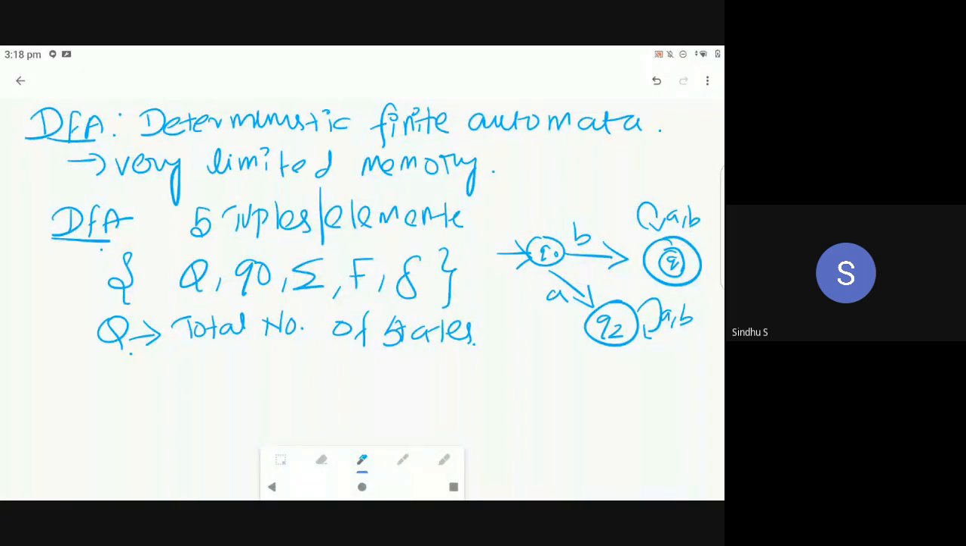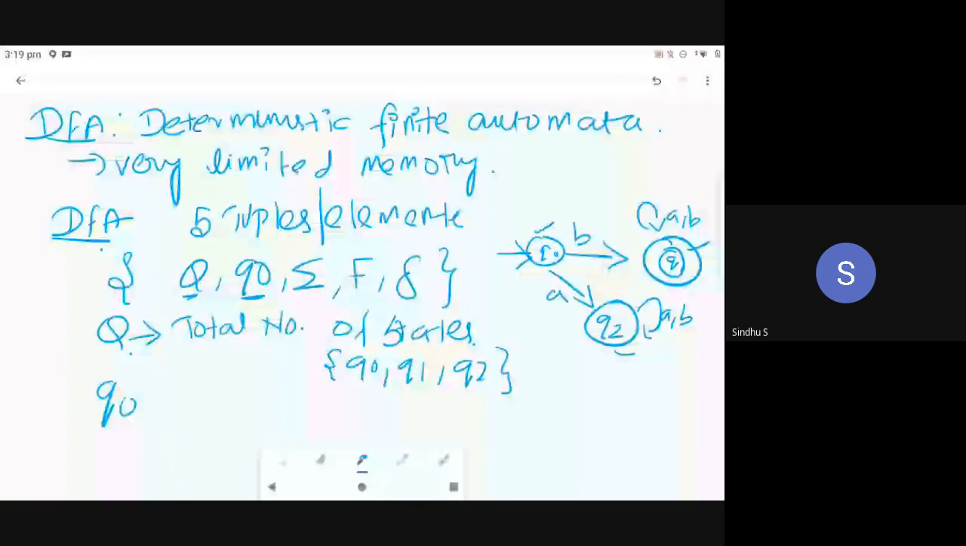I hope you understand. So Q is nothing but the total number of states. This is how the DFA will look, with the edges which connect the multiple states. And how many states are there in my example? Can you tell me how many states there were? Ma'am, 3. So the total number of states is 3, and it is represented as Q0, Q1, and Q2.